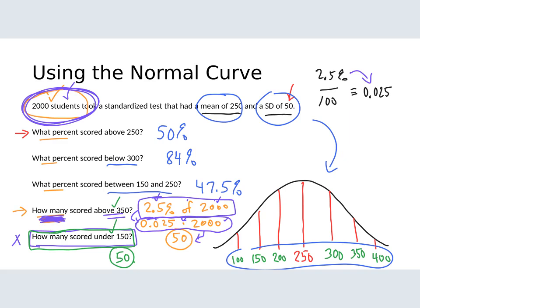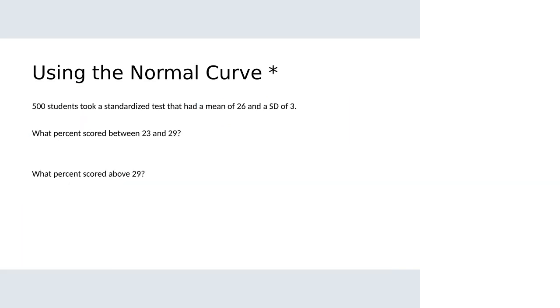I want you to try some of these, so here goes. 500 students took a standardized test that had a mean of 26 and a standard deviation of 3. I have two questions for you. The first is, what percent scored between 23 and 29? And the second is, what percent scored above 29? These are both asking for percents, not how many. I'll give you a chance to try this, and then we'll work on it together. I'll set up a poll for this.